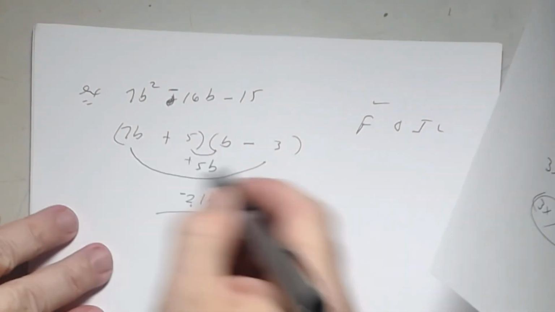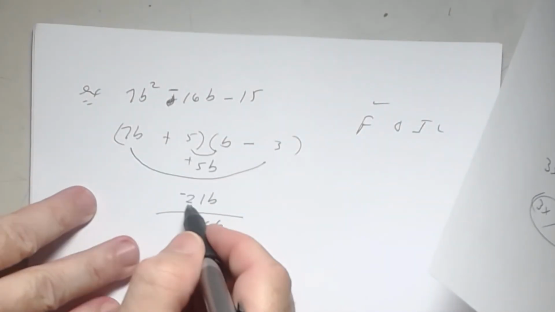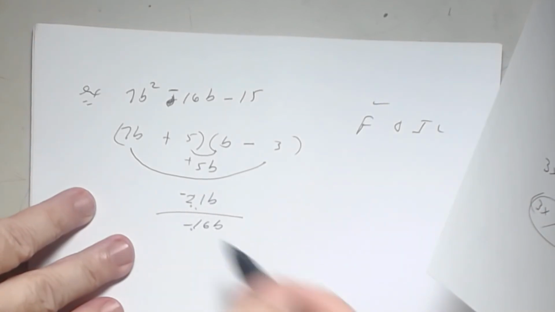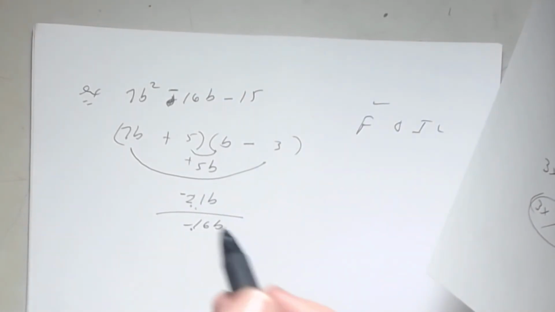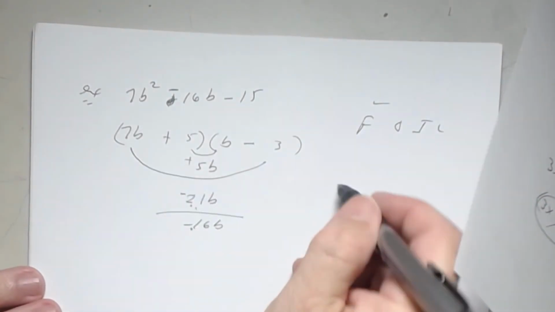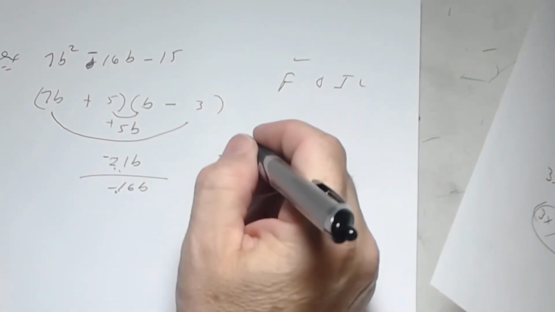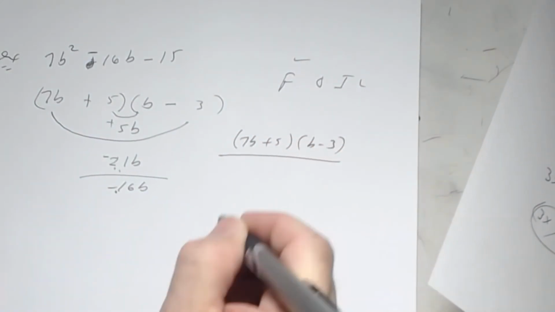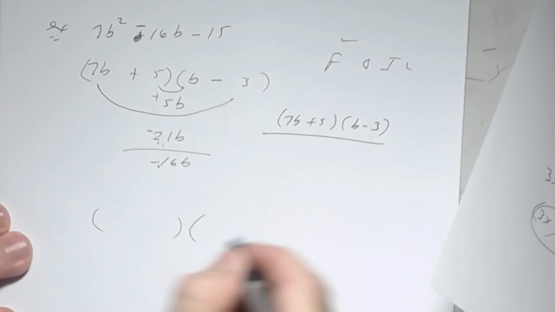Now check it though. What's the outer? Negative 21b. What's the inner? When I add them up, what do I get? Negative 16b. Now, it turned out that the 5 worked out right away. That's the answer, right? But I just want to show you that you're not going to get that answer right away. Someone else could have said this. I just want you to be aware of that.